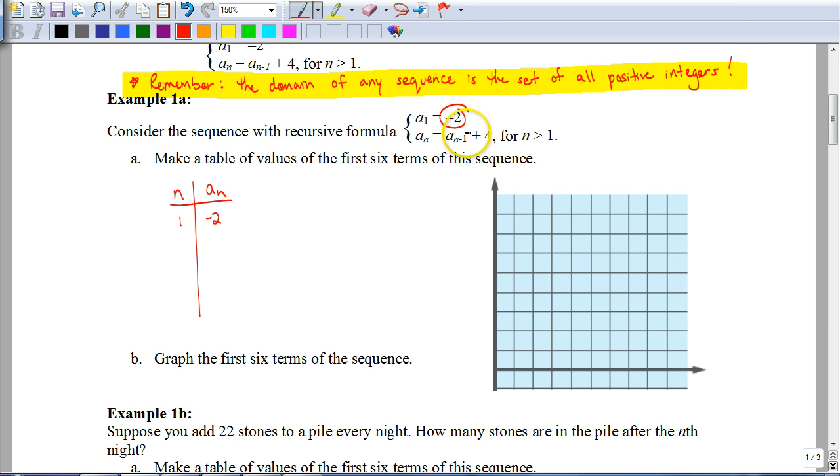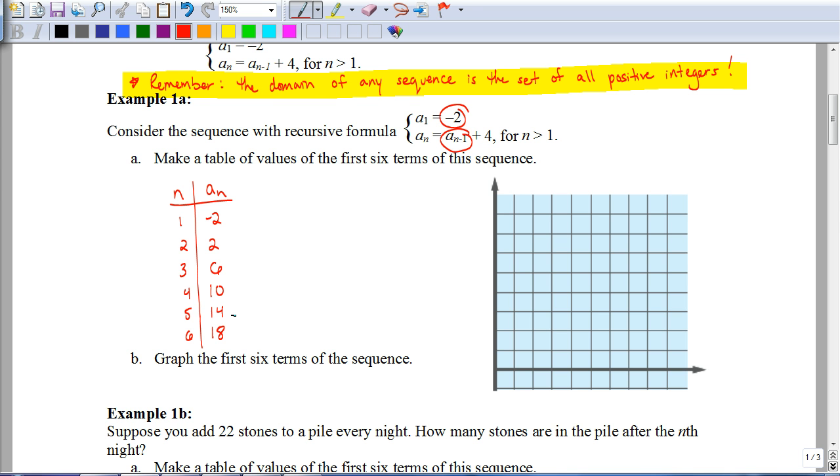To find the next term in our sequence, we're going to take the previous term and add 4. So to find the second term in the sequence, I'm going to take the previous term, which is -2, add 4 to it, and that gives me +2. To find the third term, I'm going to take the previous term, which is 2, and add 4 to it, so it's going to be 6. We're trying to find the first 6 terms here. So the fourth term would be the previous term 6, plus 4, which is 10. So this would be 14, and this would be 18.